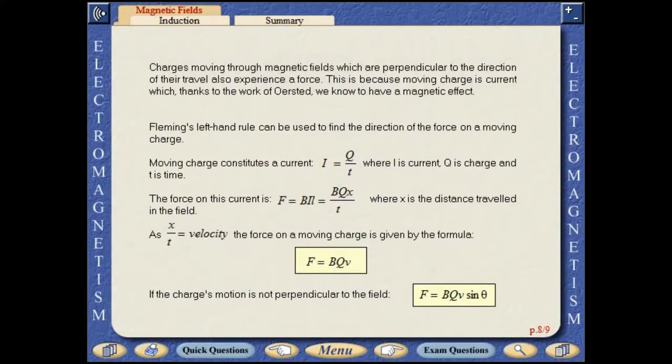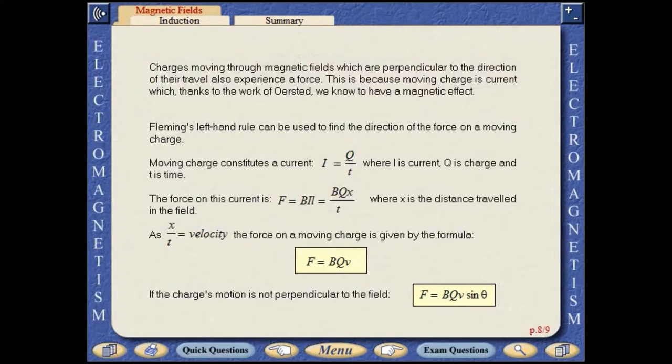Charges moving through magnetic fields which are perpendicular to the direction of their travel also experience a force. This is because moving charge is current, which, thanks to the work of Oersted, we know to have a magnetic effect. Fleming's left-hand rule can be used to find the direction of the force on a moving charge.